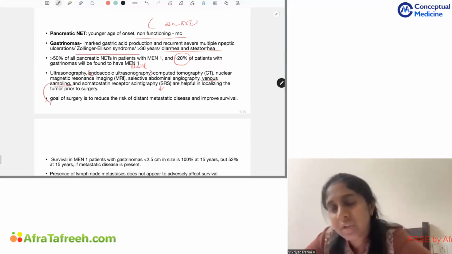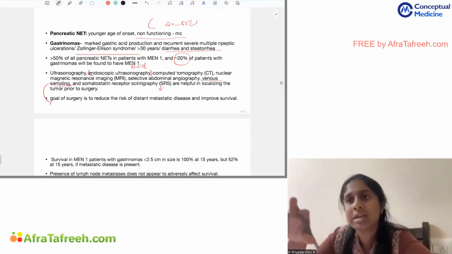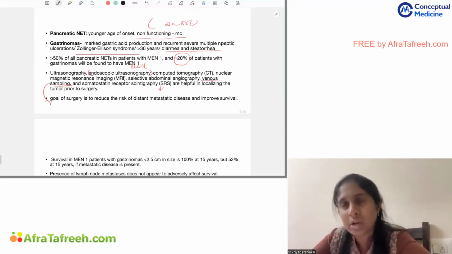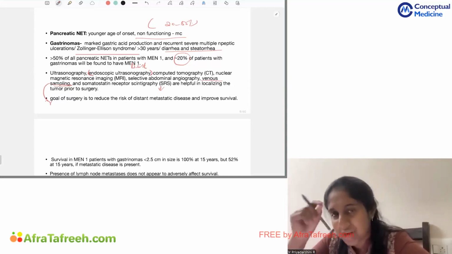Sometimes what they do is that they directly enter into that. Sometimes, what does a CT or MRI show you? It will show you that there is some tumor there, but it's not going to tell you whether it is a gastrin secreting tumor or not. In such scenarios, you can go for a selective abdominal angiography.